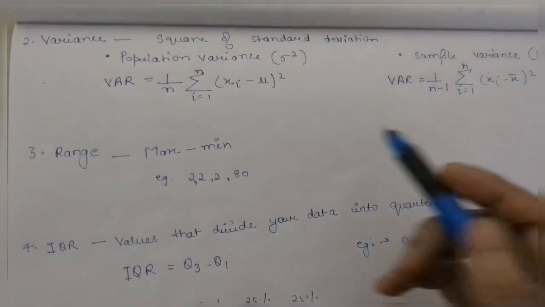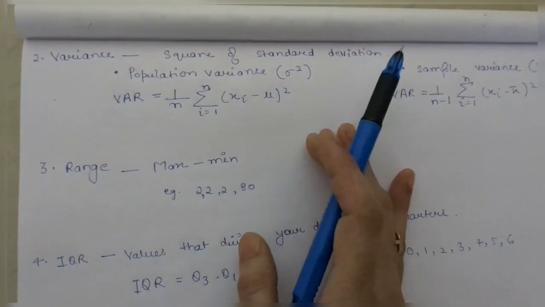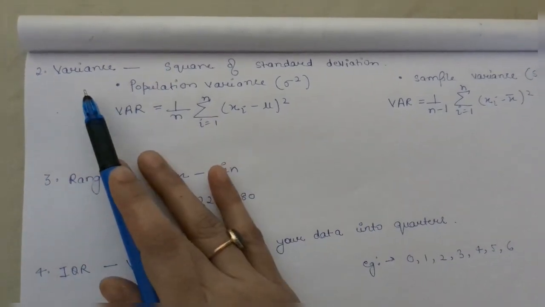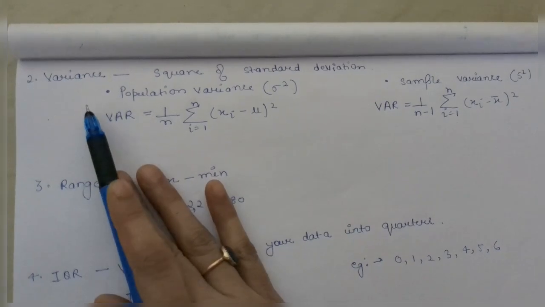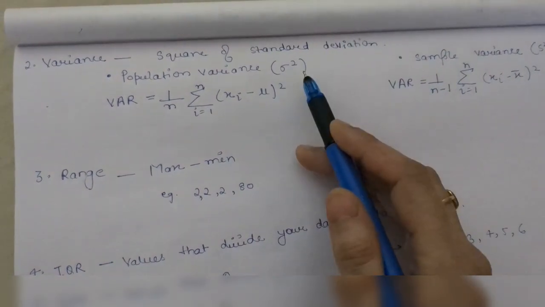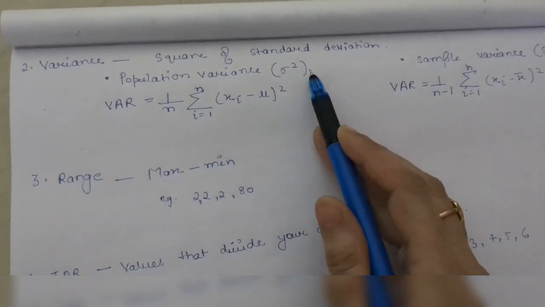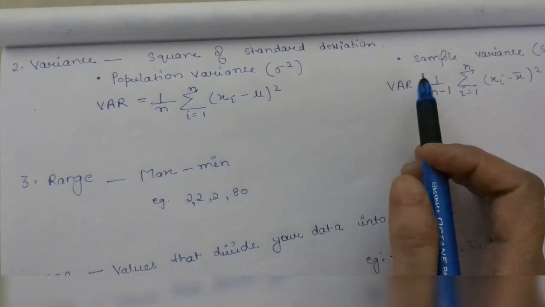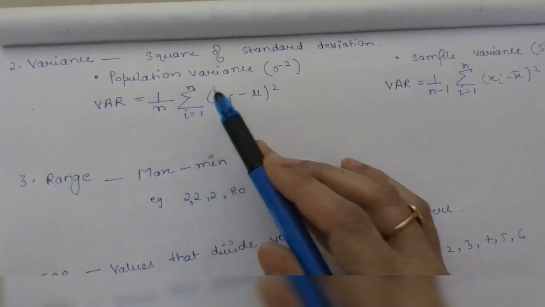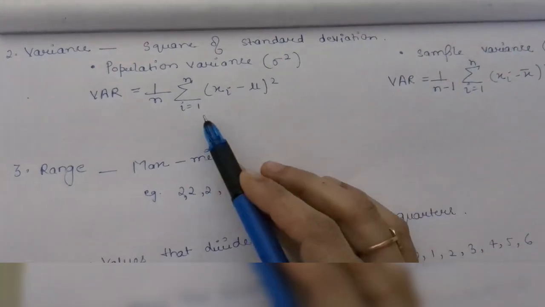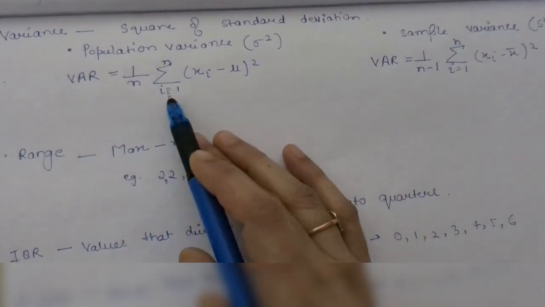Now come to the second way of measure of spread. The second way of measure of spread is variance. Variance is very simple. It is only the square of standard deviation. So if you have standard deviation, then just do the square of it, then you will get the variance. There are two types of variance: population variance and sample variance. Formula also you will see that it is same.